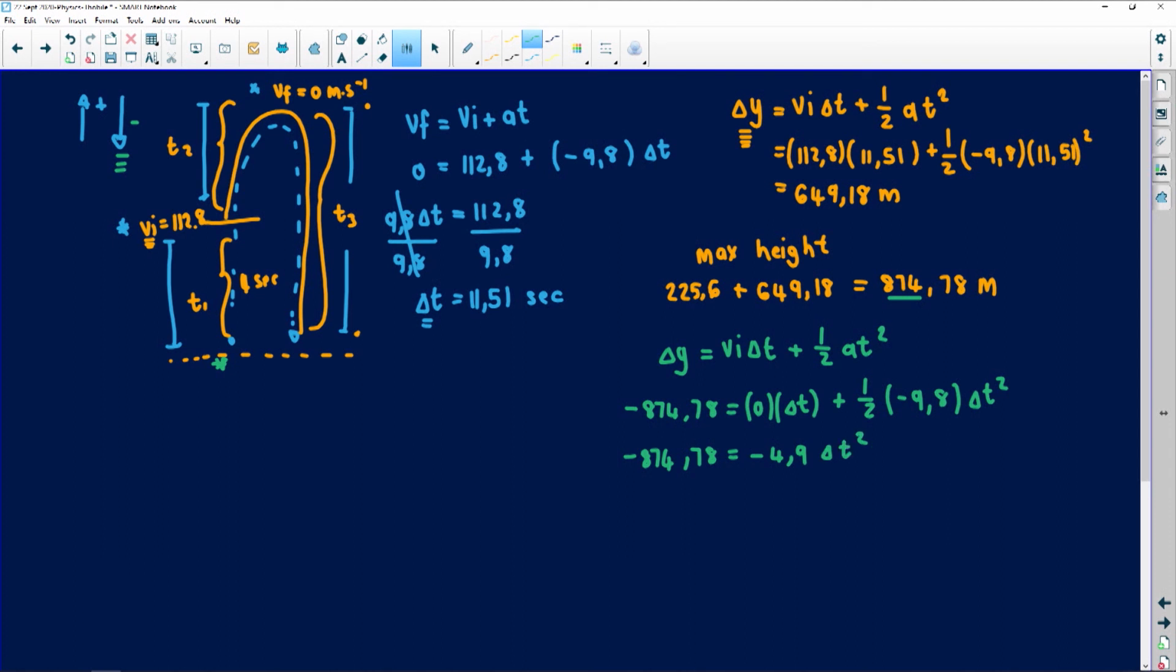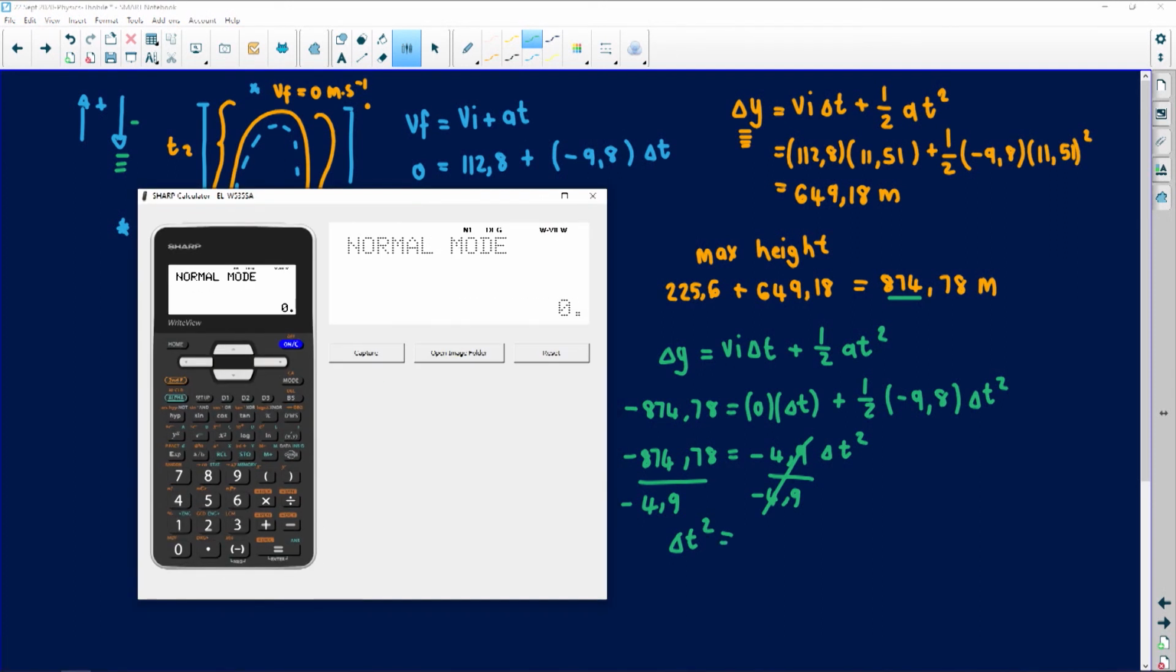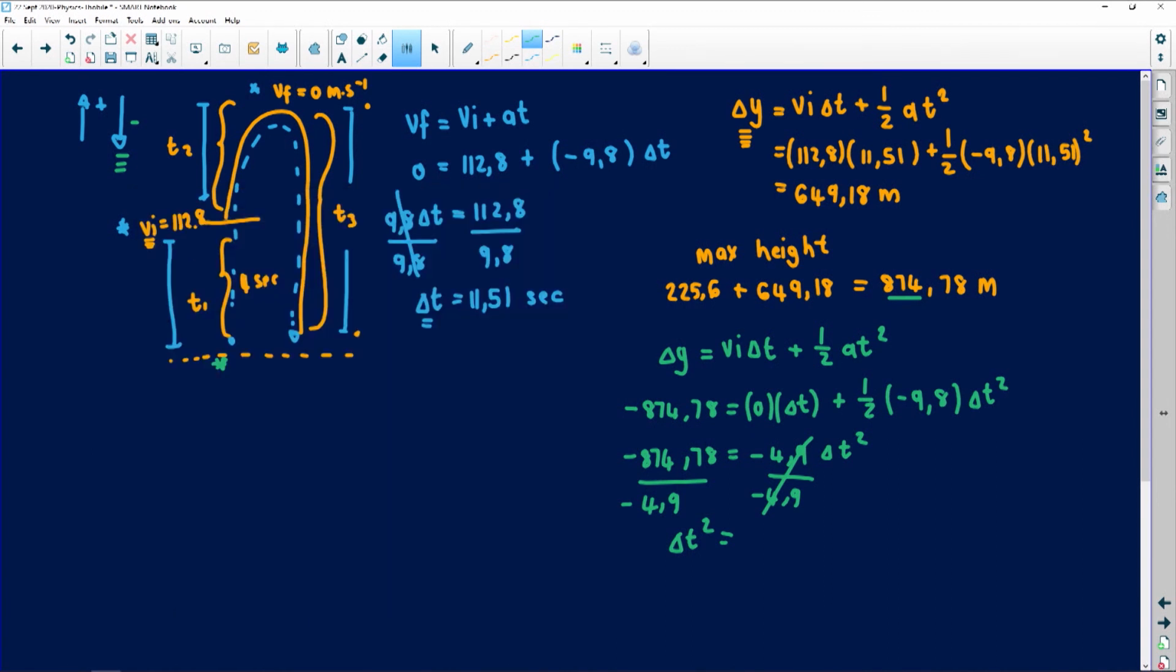Now I'm looking for delta t squared by itself. I'm going to divide both sides by negative 4.9. What you do on the one side, you do on the other side. Like my maths teacher liked saying, if you buy a Mother's Day present, you must buy a Father's Day present. Let's put that in the calculator. The negatives cancel each other out anyway, so it's 874.78. I'm going to divide that by 4.9. I get 178.52.